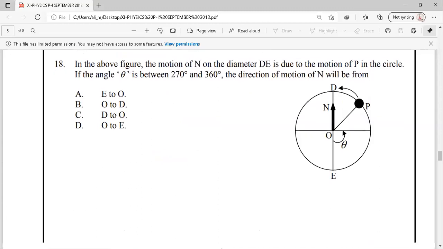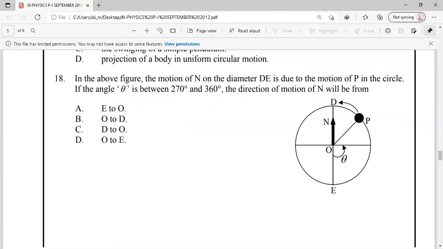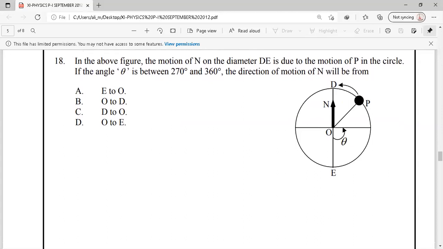Now let's move to our question number 18. In the given figure, the motion of N on the diameter DE is due to the motion of particle P in a circle, if the angle is between 270 and 360. So 270 and 360 means that it is in the fourth quadrant. We have to identify the direction of motion of N.